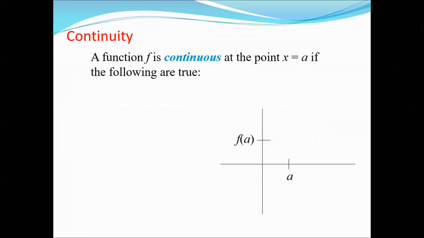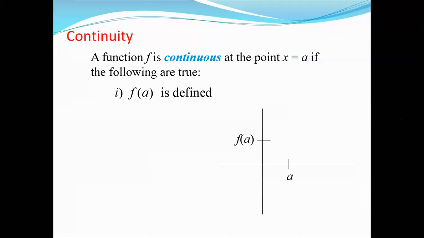Then we move towards a new term, which is continuity. A function f is continuous at a point x equal to a if the following are true. First, f(a) must be defined. For a limit, this condition is not necessary. It means f(a) may or may not be defined.